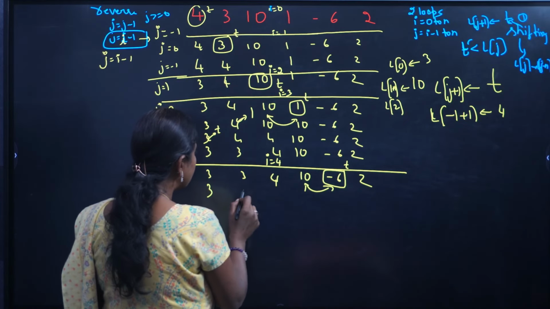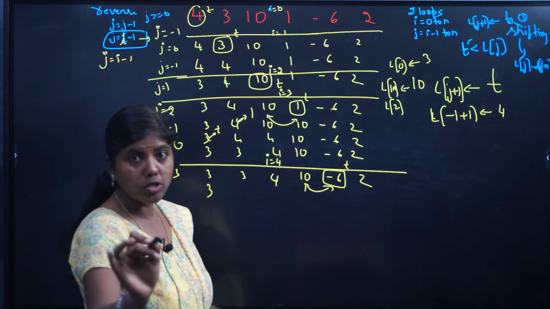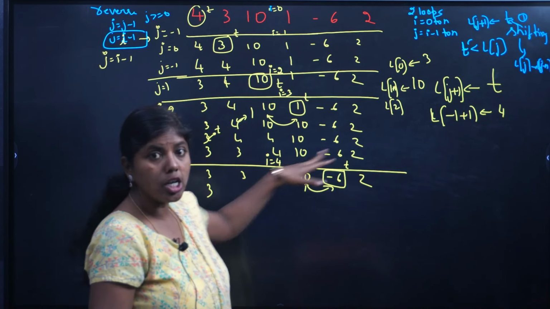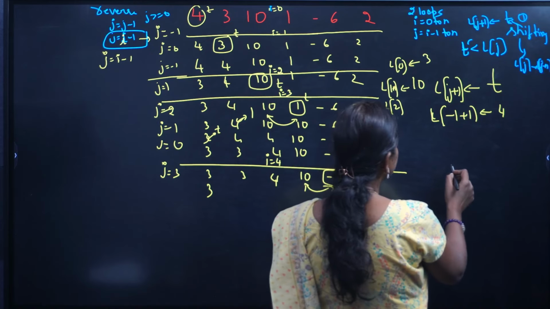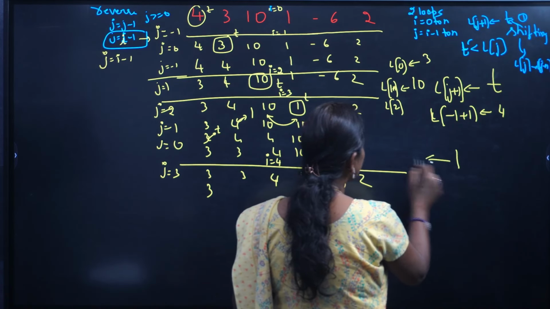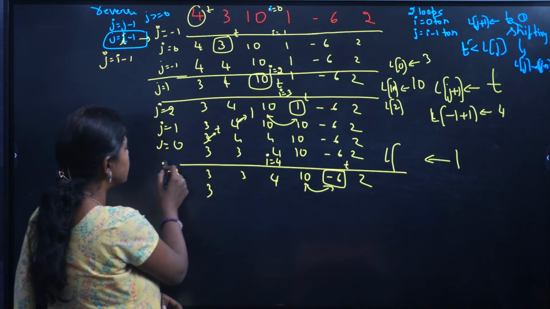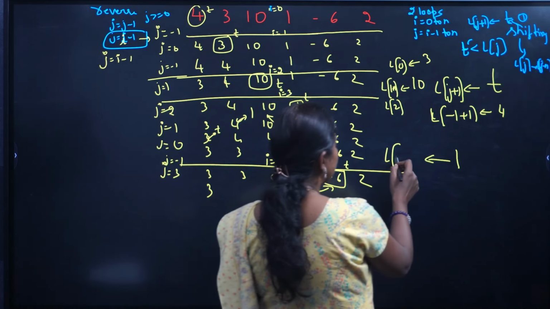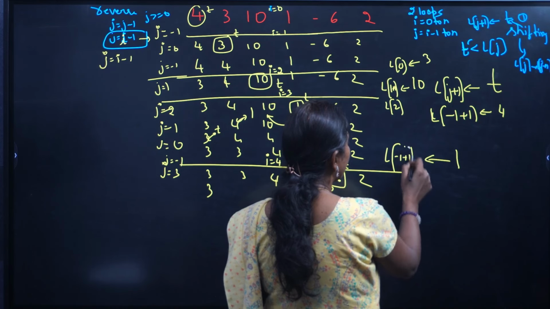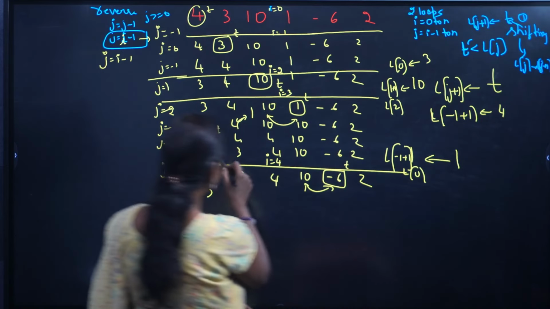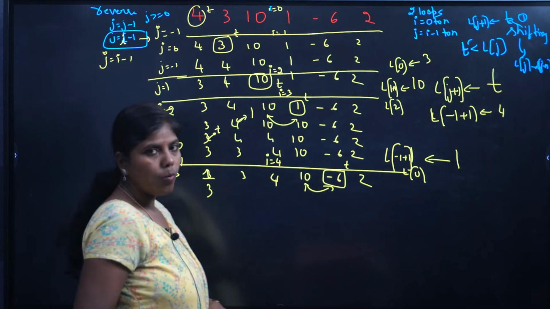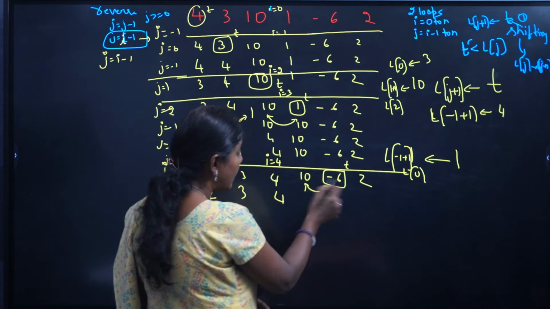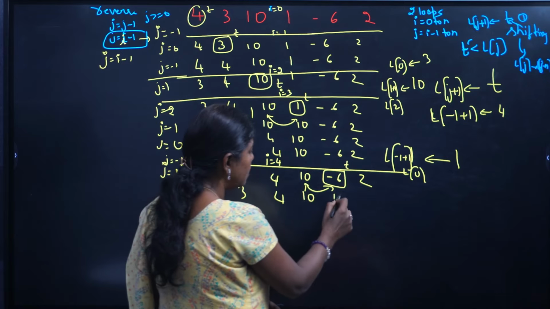After this, I just forgot, students. When the iteration ends here, store the value of t. What is t? T was 1. You store 1 in L of minus 1. See, it becomes L of minus 1. Then only the loop stops. Minus 1 plus 1 means what? It's 0. L of 0. Store 1 in L of 0. That means this is going to be 1. 1, 3, 4, and then you have to shift 10, 10, 2.